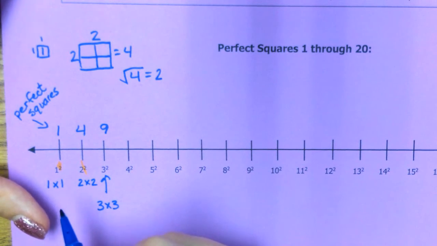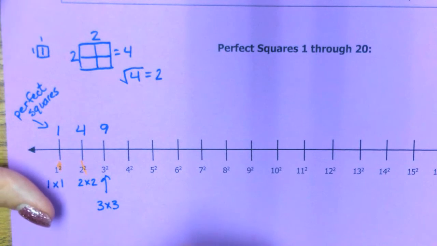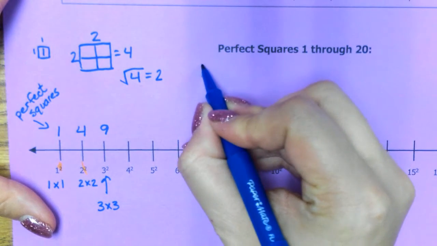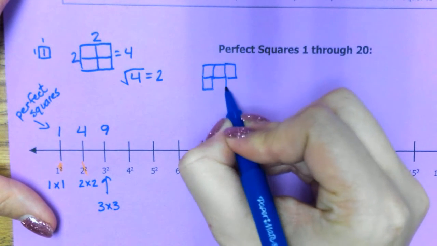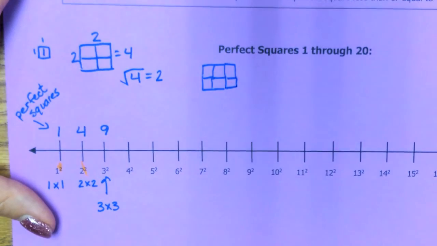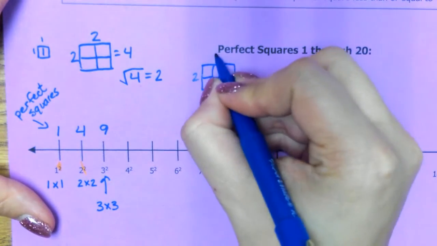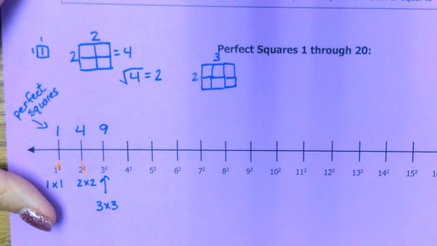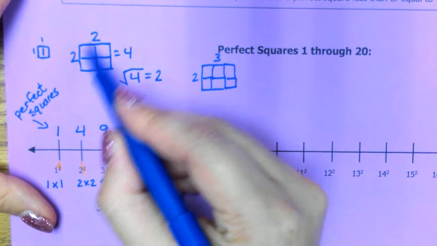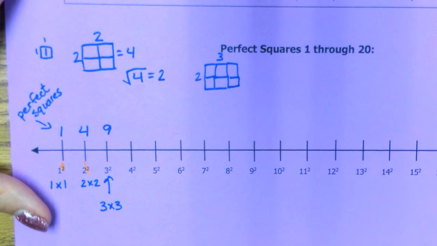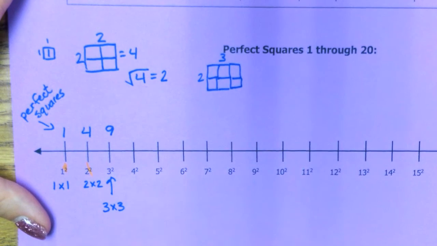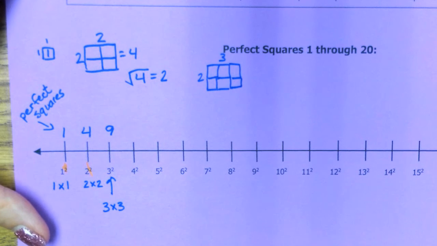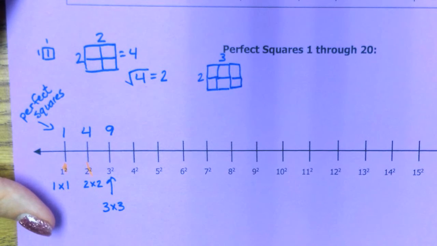So what we mean by that is, let's say I take 6 squares. If I have 6 squares, that's a 2 by 3, which is a rectangle. Because we know squares have to have the same side length on both sides. Equal side length, that's what makes a square. So if I have 6 little squares, I can't make a perfect square. It's always going to be a 2 by 3. And that's why it's not a perfect square.